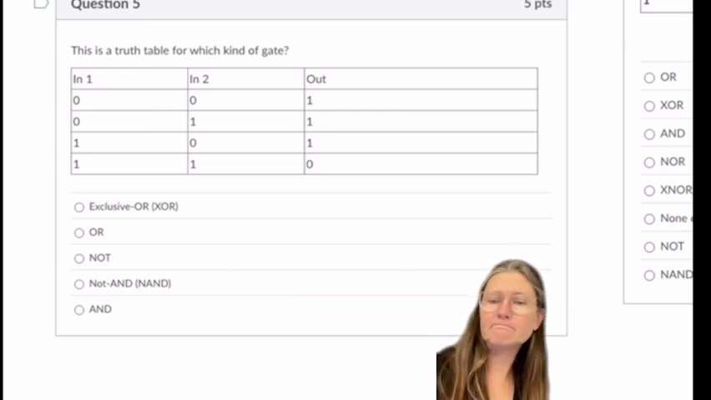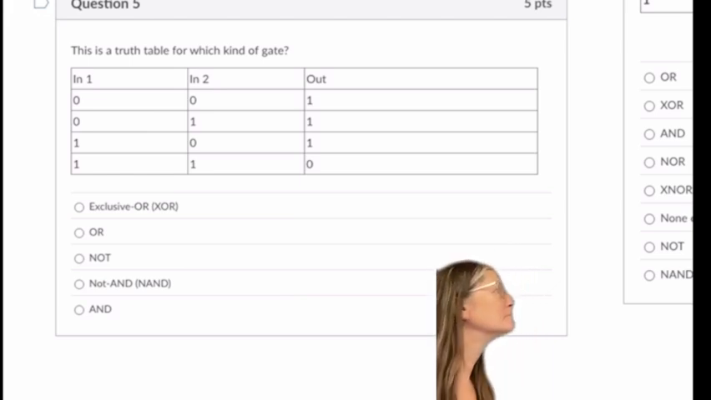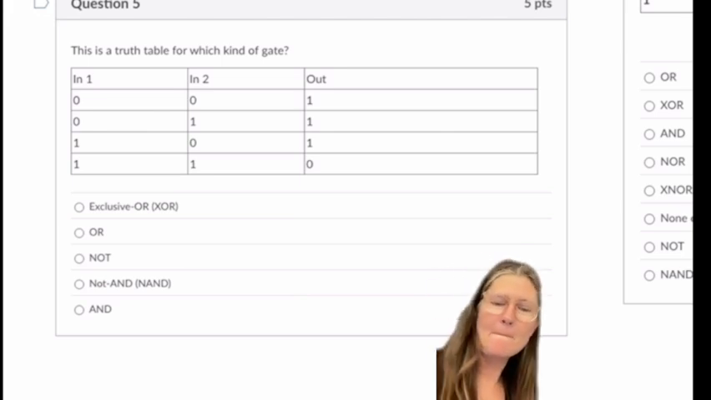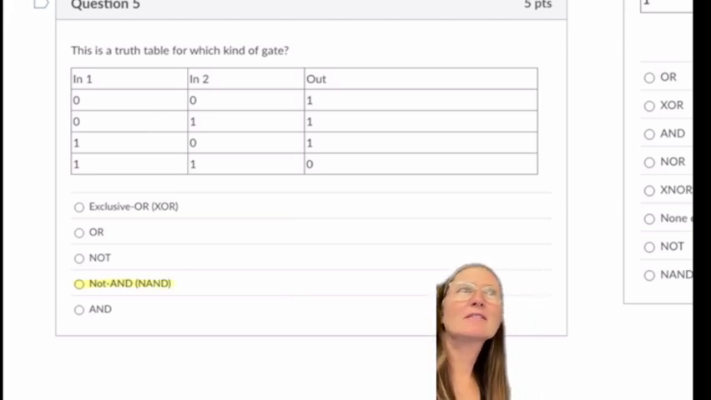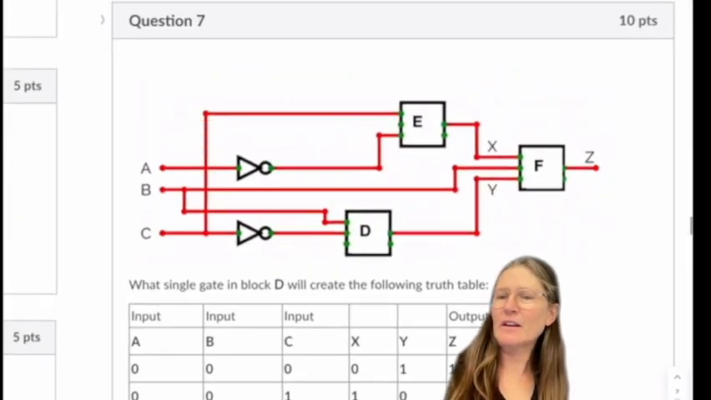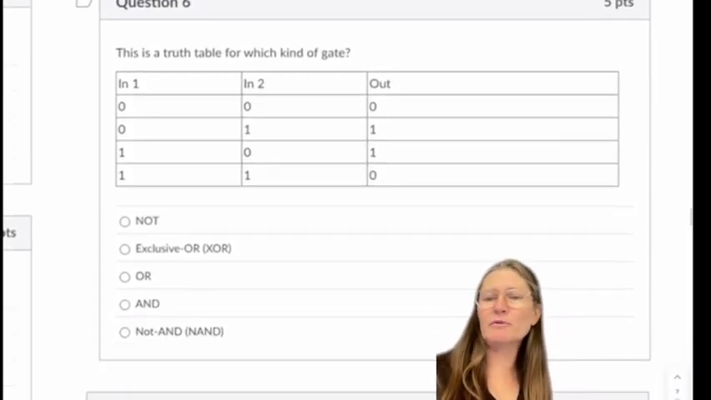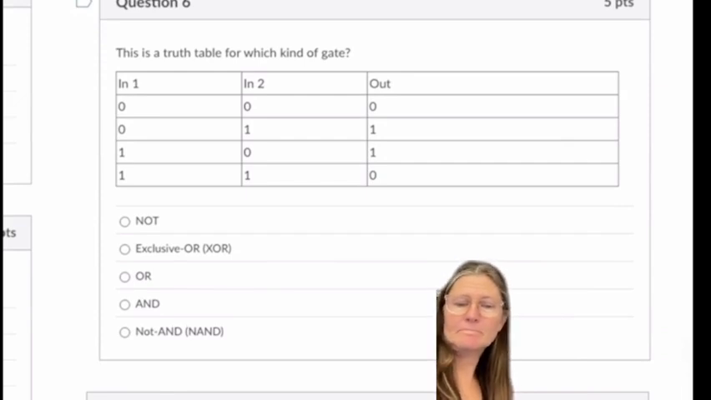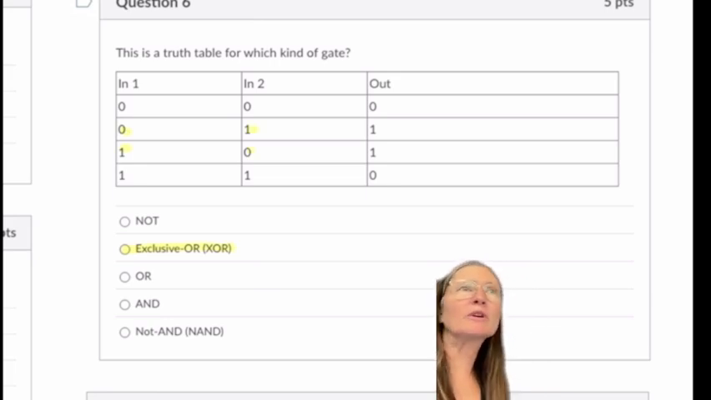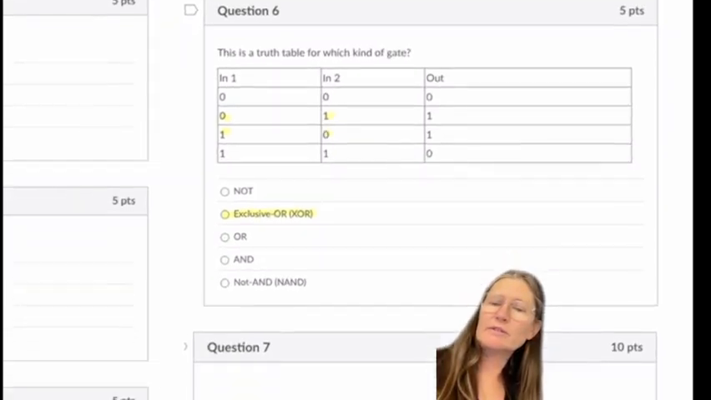What kind of truth table is this? For what gate? NAND gate, correct. Whoever said that, great job. And this is a truth table for what kind of gate? Somebody said that very quickly. XOR, correct. So remember, for the XOR, it's a 1 when they're opposite, and then a 0 when they're the same. So it's that one.